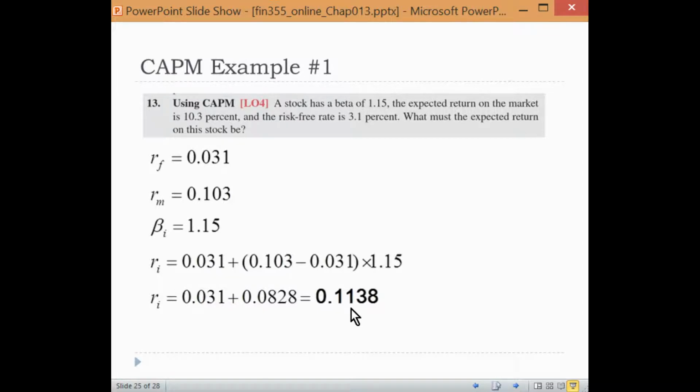Again, it's a little bit riskier than average because its beta is larger than 1. Therefore, the return that's expected, 11.38%, is a little bit more than the average return on stocks in the marketplace.